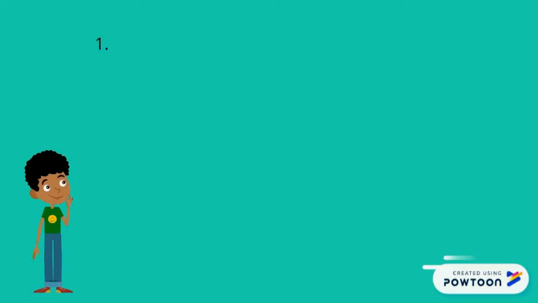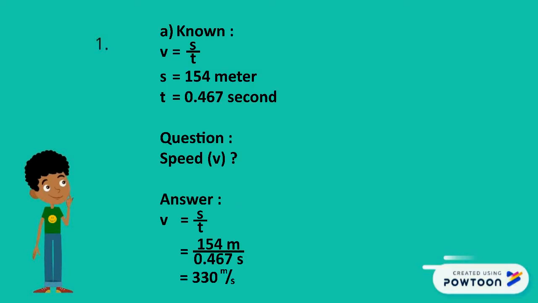Let's discuss. For answering number A, we know that the formula of speed is the distance over the time. And the distance is 154 meters and the time is 0.467 seconds. We can put it in the formula and calculate it, and the result is 330 meters per second.